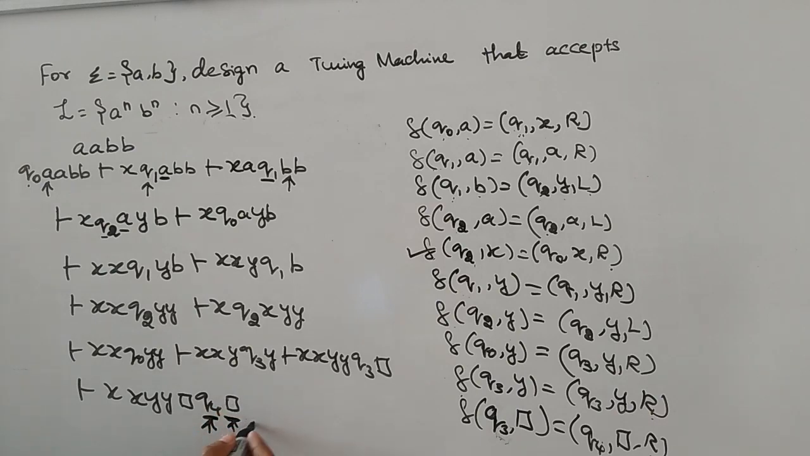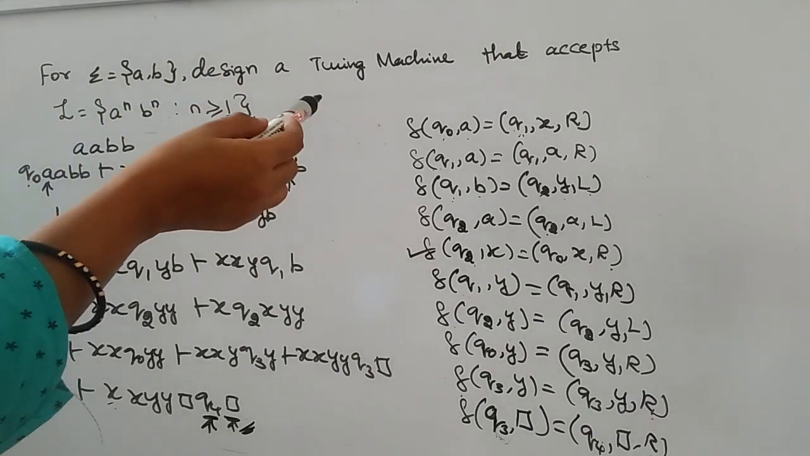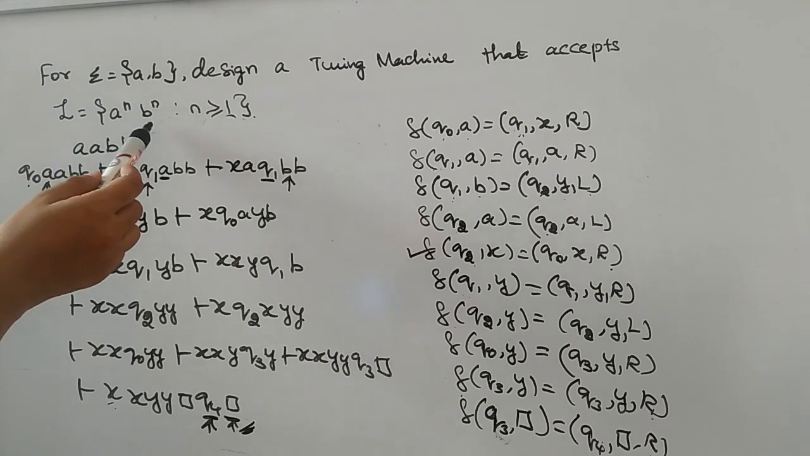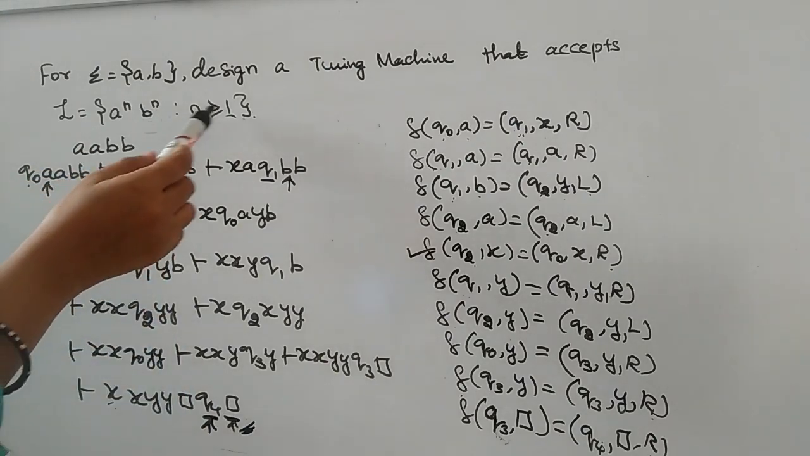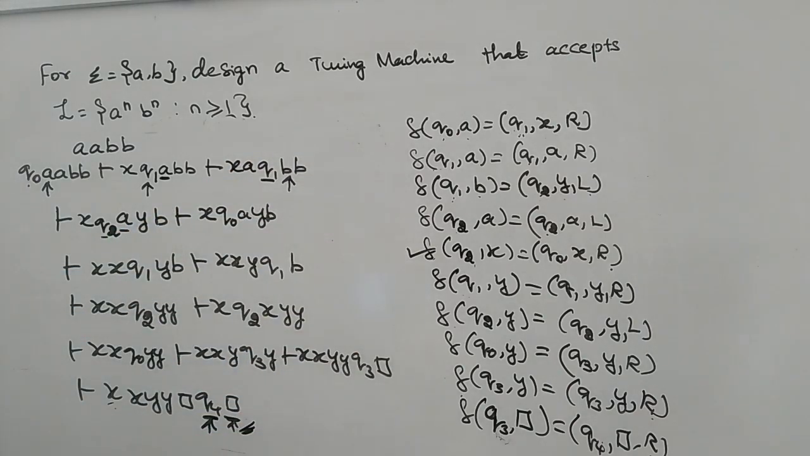So we have reached the end of the transition, from which we have concluded the number of A's is equal to the number of B's, hence proved. So what we have done in this video is we have designed a Turing machine that accepts the language L equal to A to the power of n and B to the power of n such that n is greater than or equal to 1, and we have written the transition for that one. We have illustrated all those transitions by means of the diagrammatic representation.